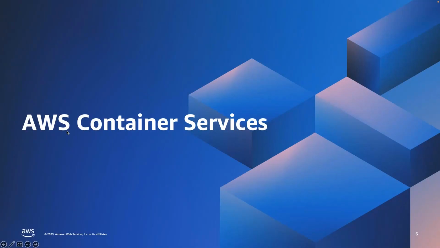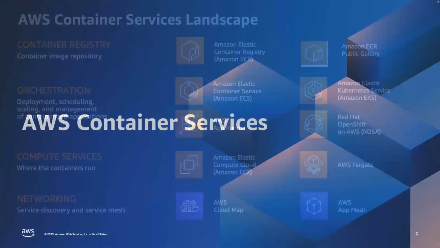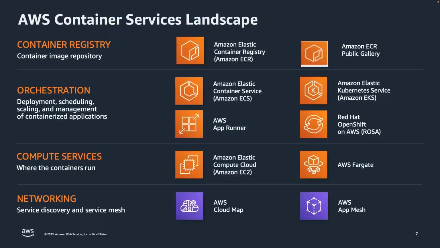Now let's review the container services that are available in AWS to run your .NET workloads. AWS provides a range of container services that can be used to run your containerized workloads. To store container images, AWS offers Elastic Container Registry, and there are two flavors available. The first is private, which is listed here, and you can also have a public gallery to store and share your images. For container orchestration, AWS customers have a choice of 4 services.